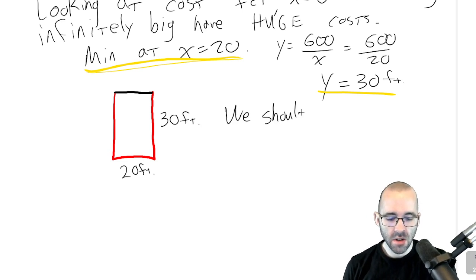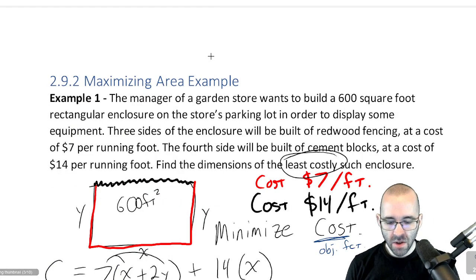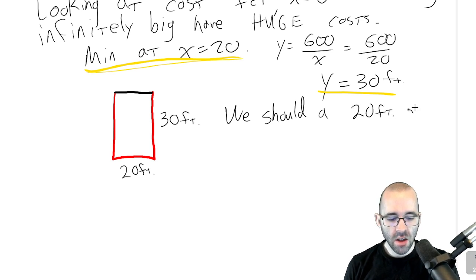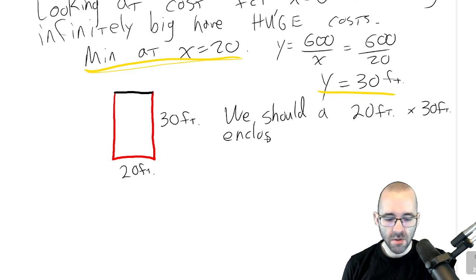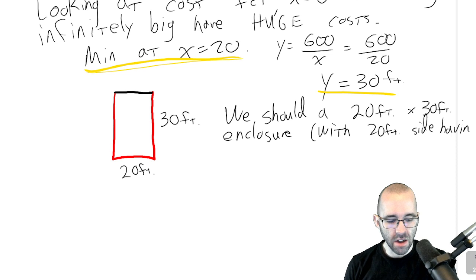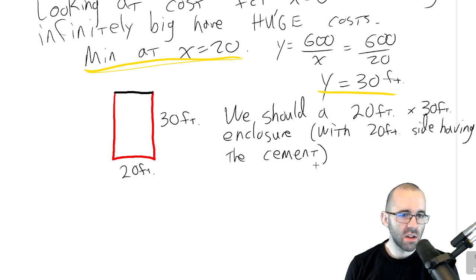We should build, what is it called? Enclosure. We should build a 20-foot by 30-foot enclosure with the 20-foot side having the cement. The picture tells that, but let's just be really clear.